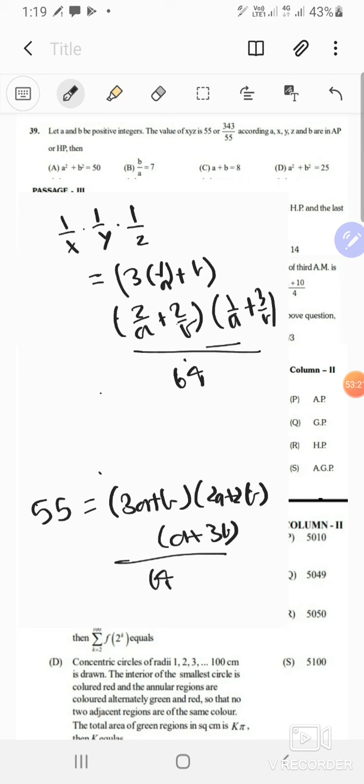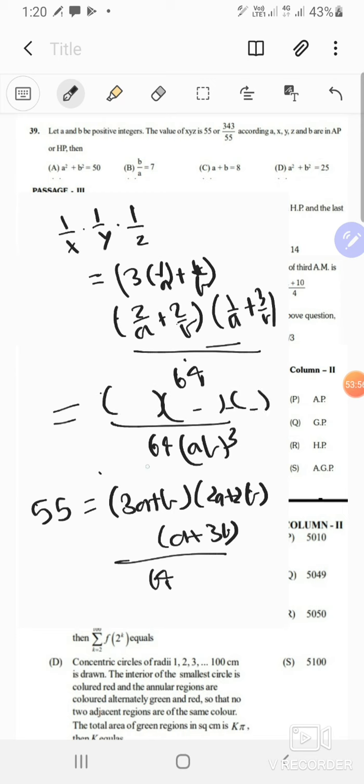Because basically 1 upon a, 1 upon b and 1 upon c, and 1 upon x, 1 upon y, 1 upon z, this would be an AP, right? So you pretty much get the same thing, just replace x with 1 upon x, y with 1 upon y, z with 1 upon z, and a and b with 1 upon a and 1 upon b. So we get this thing, which is pretty much the same as this thing, just with the denominator being 64 ab cubed, and the numerator is basically the same thing. These three brackets are the same as this one.